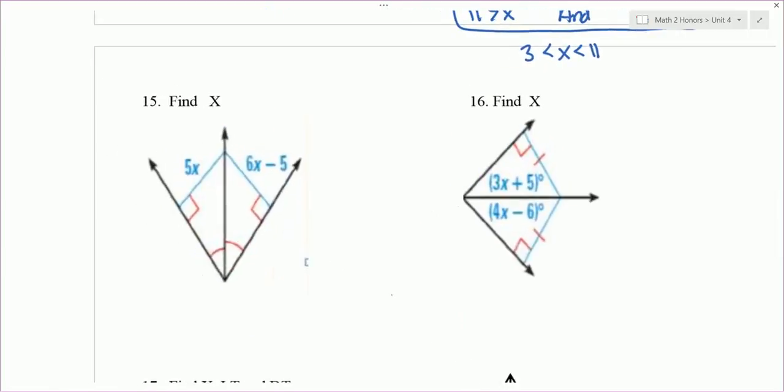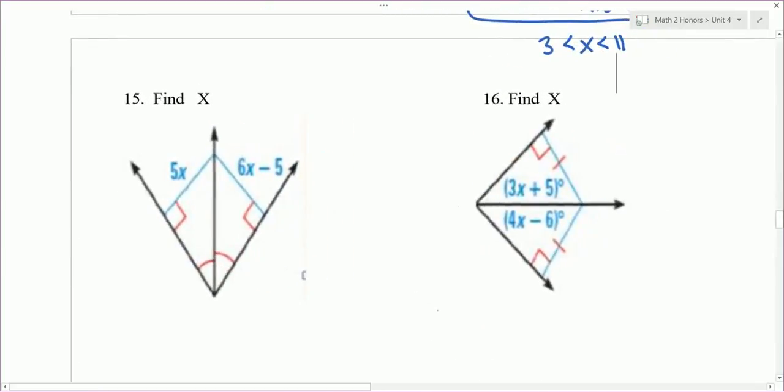Number 15. What's going on here is we have an angle bisector, and we have perpendiculars drawn to the angle bisector, forming two triangles. We can say that these triangles are congruent. We have a shared side here, and angle, side gives congruent triangles, and so the corresponding parts are also congruent.